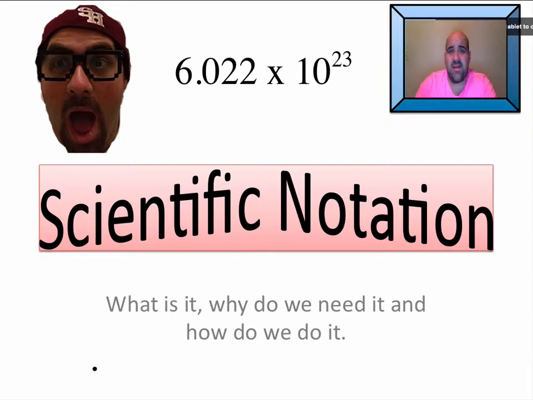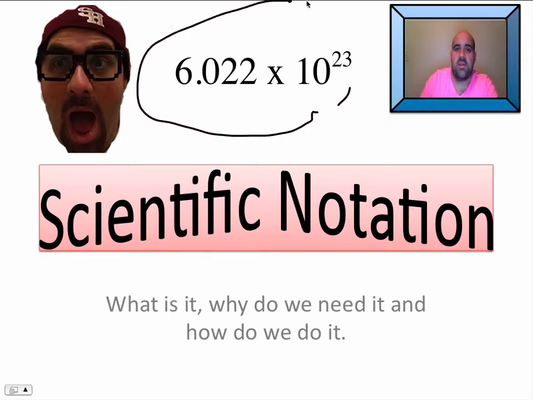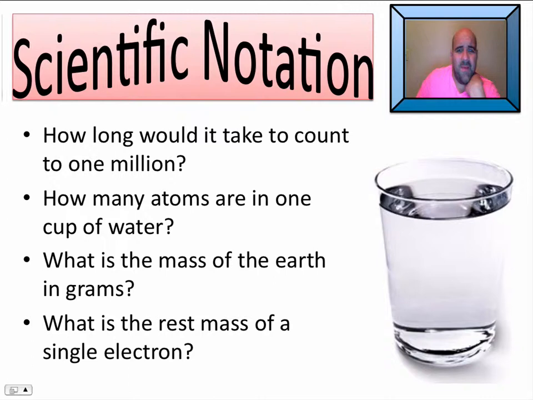This number right here is actually an example of a number in scientific notation. And this is a very important number in science, especially so in chemistry. And you'll learn about that a little bit later on. Avogadro's number.